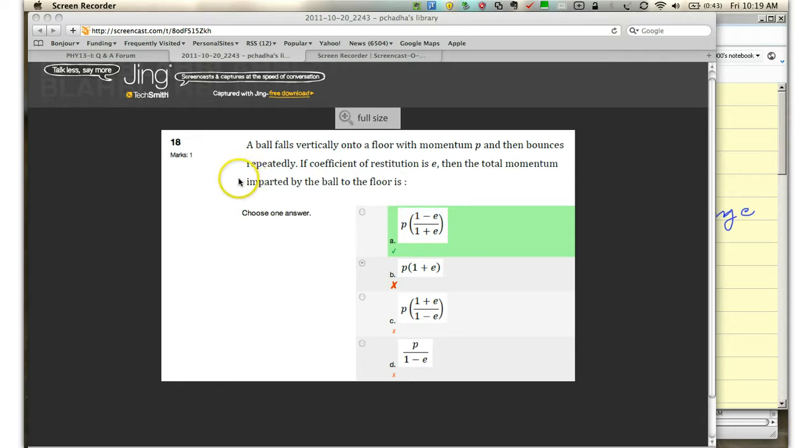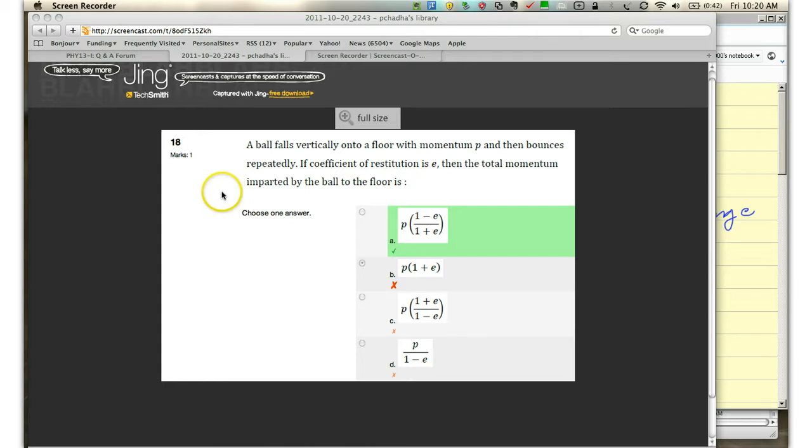there is a coefficient of restitution, which means it's an inelastic collision. Okay, so the ball falls with a certain momentum, bounces back, and the absolute value of that momentum is going to be lower than the initial momentum. Yes, simply because coefficient of restitution is less than 1. And this will happen several times till the ball comes to rest.